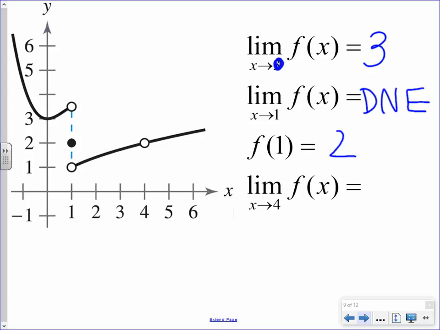Okay? Let's see. Pod 1, the limit as x approaches 4. 2, is that what you said? The limit as x approaches 4 is 2. There's not a value there, not a big deal. We are approaching that open circle, which is at y is 2.